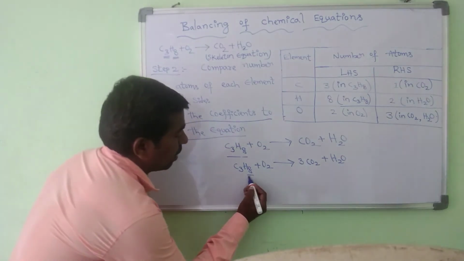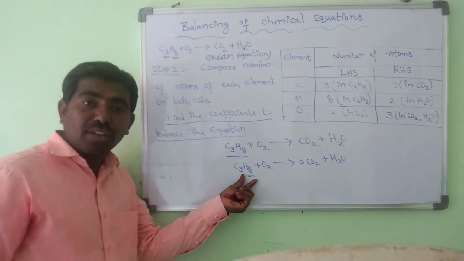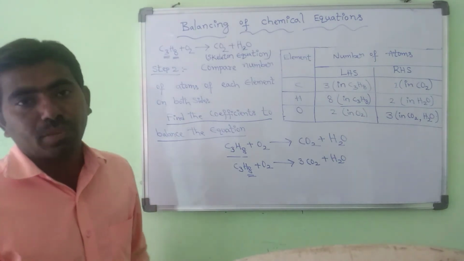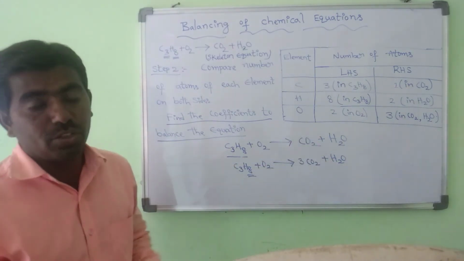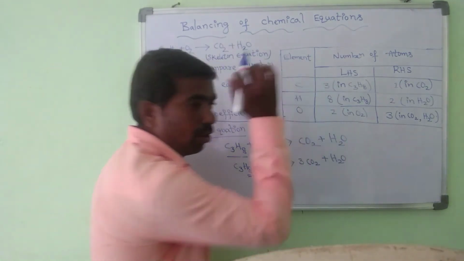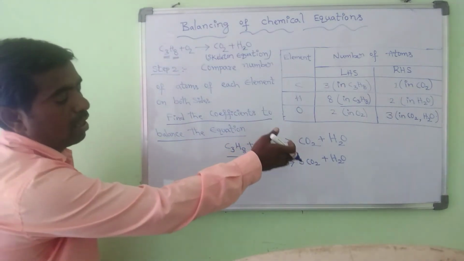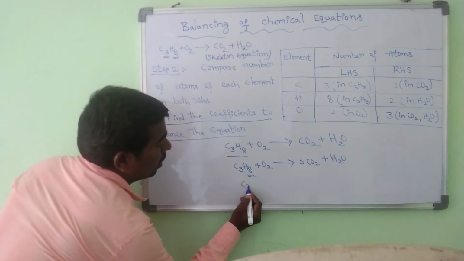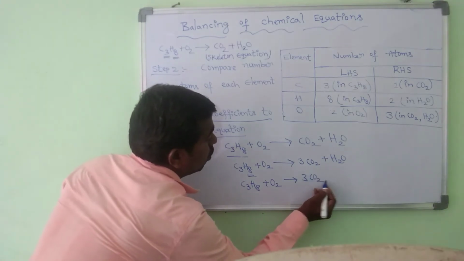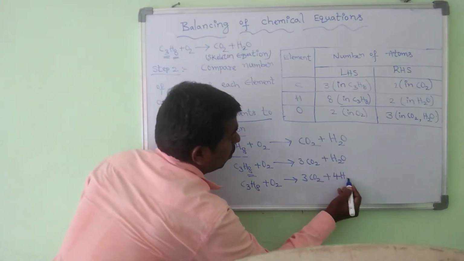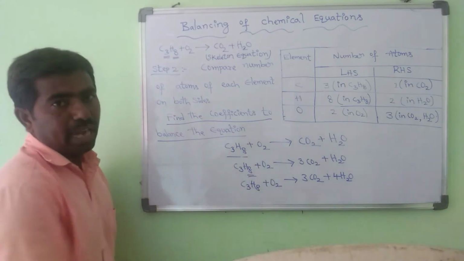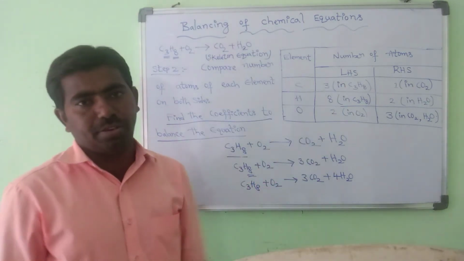Next one, hydrogen atoms. Here on the left side, 8 hydrogen atoms are there. On the right side, only 2 hydrogen atoms are there. So that's why on the right side, fewer hydrogens are there. So for balancing the hydrogen atoms, we have to change the coefficient before this molecule. I am changing the coefficient which belongs to H2O. Now I am writing C3H8 plus O2 gives 3CO2 plus 4H2O. 4 into 2 is 8. Here 8 hydrogen atoms. All the hydrogen atoms are balanced.